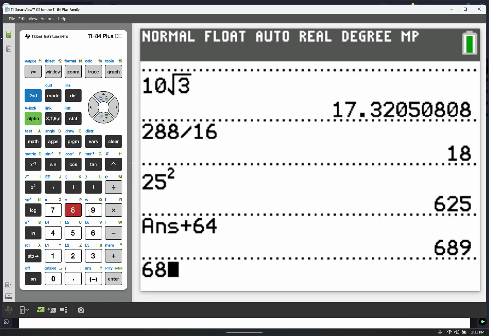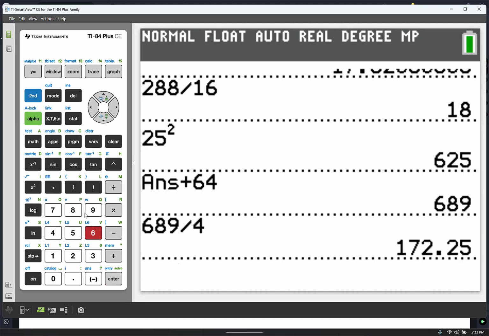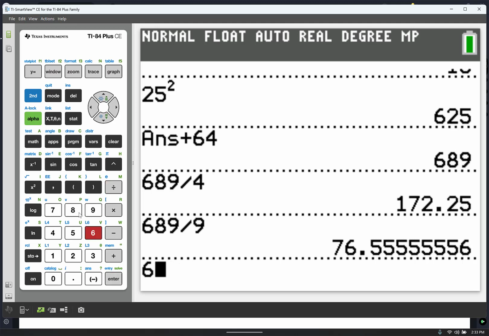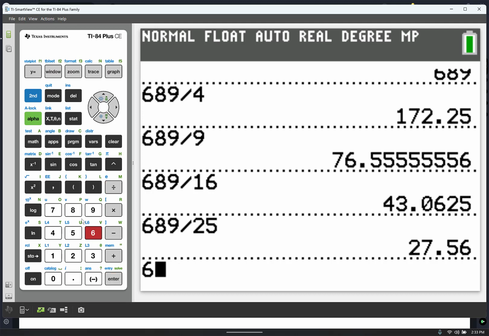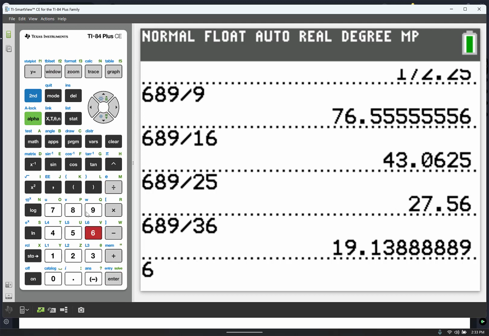What you can do, 689 divided by perfect squares. So let's see, if you don't get a decimal, that means that it could be broken down. So I'm going to divide by perfect squares. 4, 9, 16, 25. 689 divided by 4. Nope, decimal. 9. Nope, decimal. 689 divided by 16. Nope, decimal. 689 divided by 25. Nope. 689 divided by 36. Nope. 689 divided by 49.